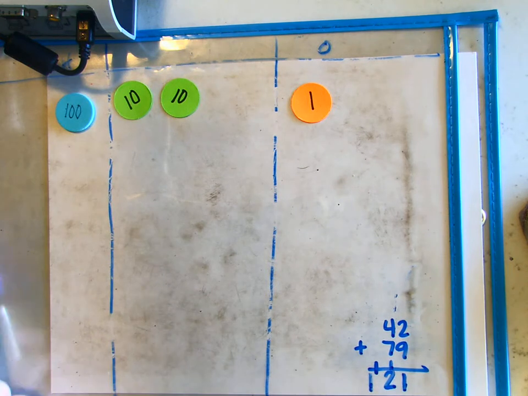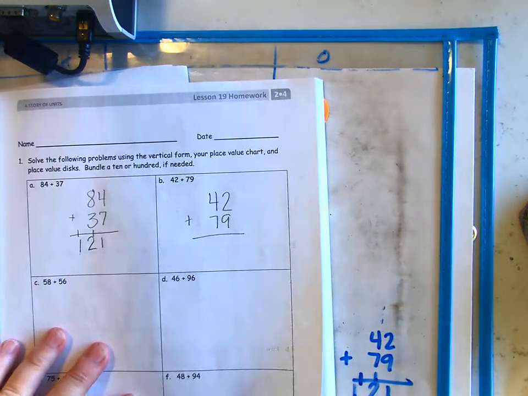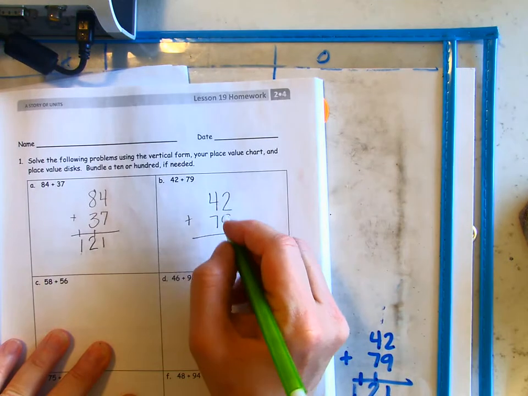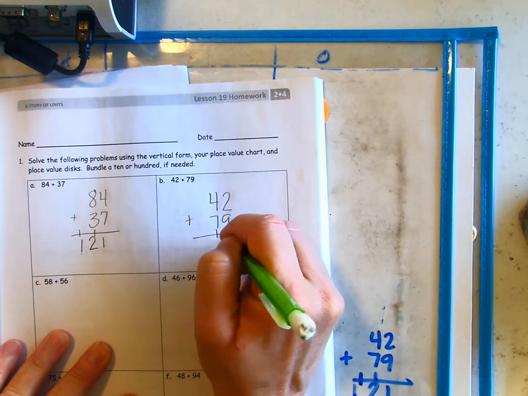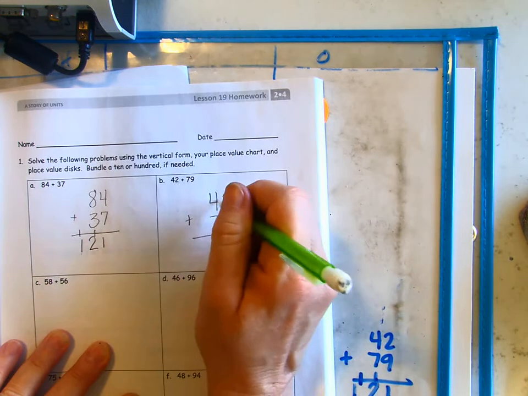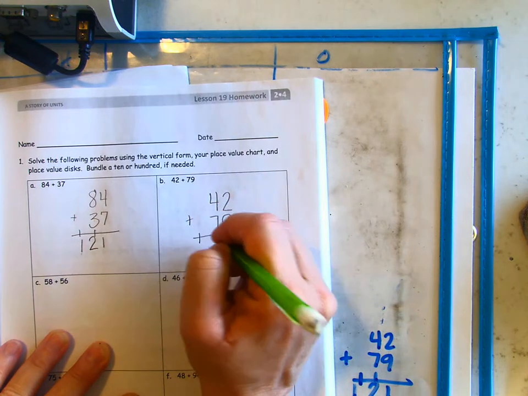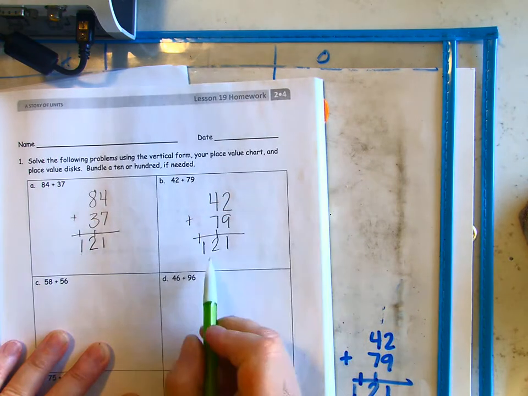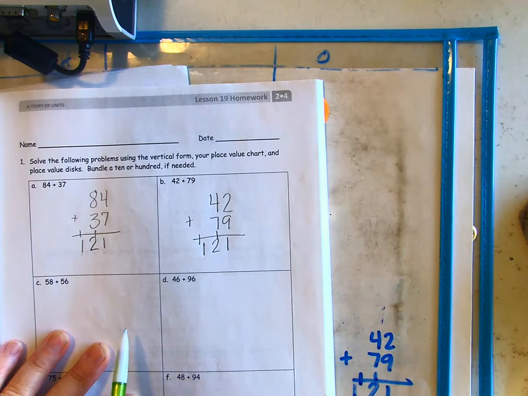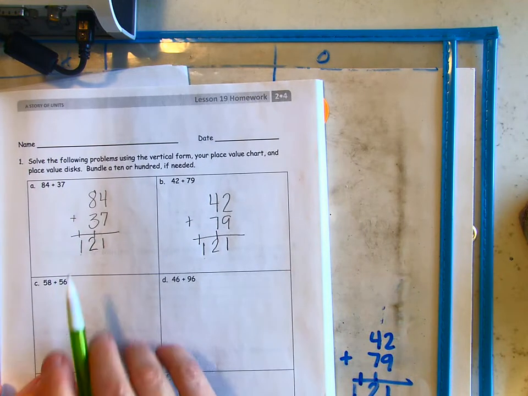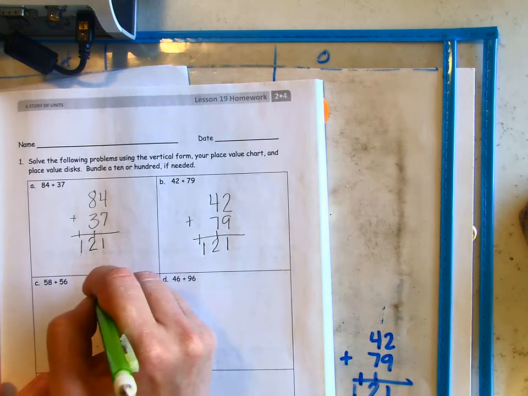Oh my goodness! It's the same answer. 2 plus 9 is 10, 1 1. 4 plus 7 plus 1 tens is 100 and 2 tens. 121. Let's move on to the next one. 58 plus 56.